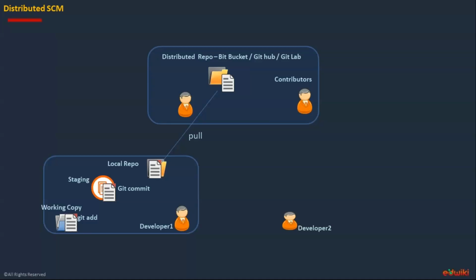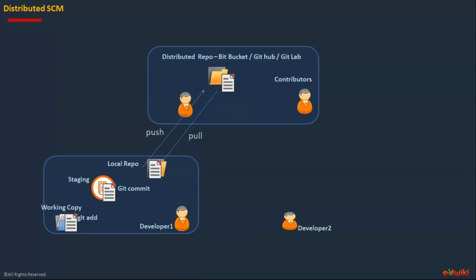Once you commit the changes to the local repository, then you start uploading that latest content by running the push command. That way, the modified content by developer one will be published to Bitbucket.